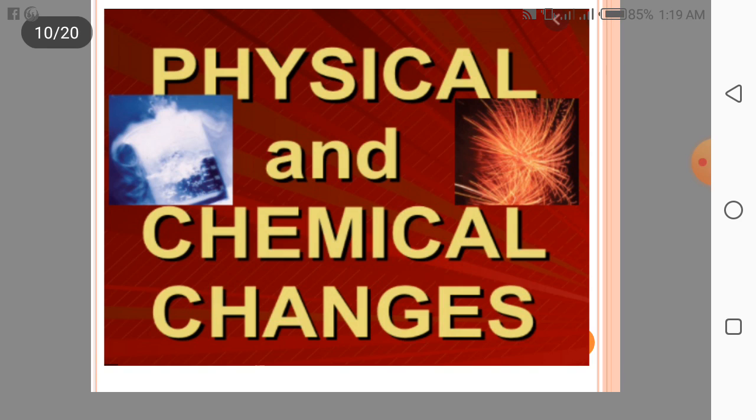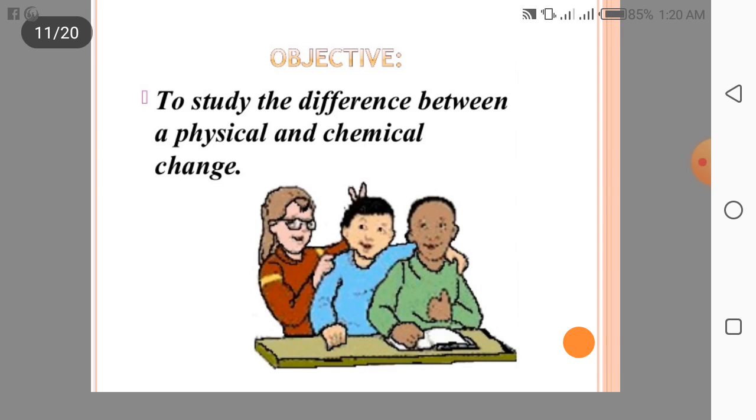Next, we are going to discuss the physical and the chemical changes. Lots of changes happen all the time in our lives. Milk goes sour, gas is lit on a cooker, paper is crumbled, ice melts into a cold drink, water boils to produce steam, and a glass breaks when it is dropped onto a hard floor. Changes like these can be divided into two categories. One is physical changes and the second one is chemical changes. The objective is to study the difference between a physical and a chemical change.